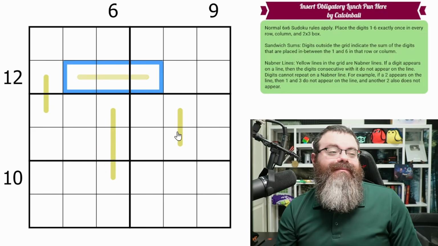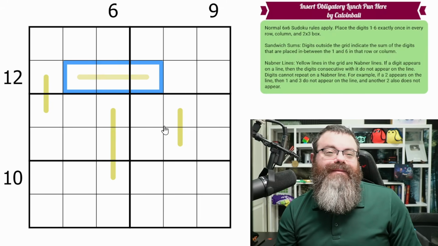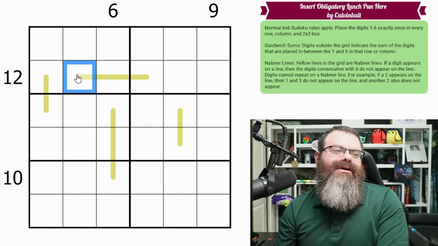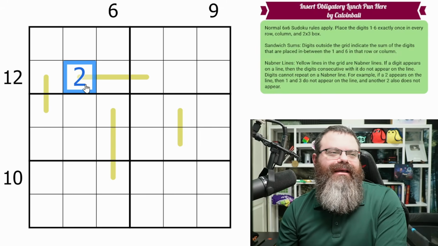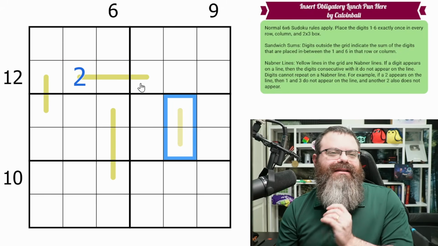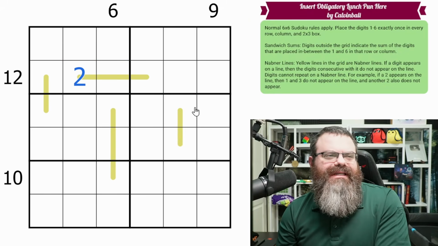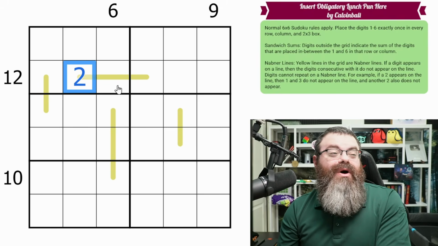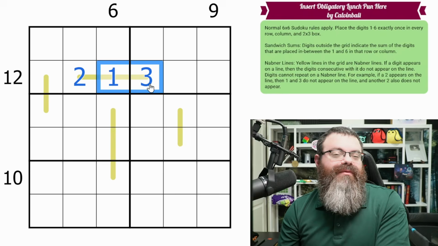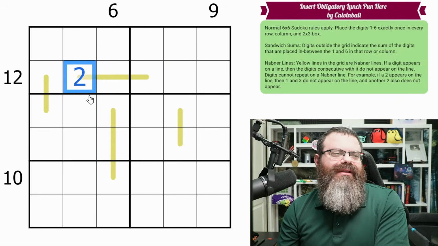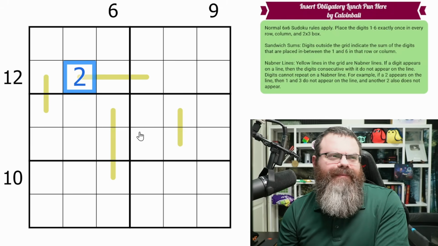We also have these yellow lines in the grid. These are Nabner lines. If a digit appears on the line, then that digit and the digits consecutive with it do not appear. So, for example, if I put a 2 on this line, then the 2 doesn't appear anywhere else in the line, which actually in this specific puzzle doesn't matter because they're all in the same row or column anyway. But also the 1 and 3 don't appear. So I can't put a 1 or a 3 anywhere on this line now that I have a 2 on it. So no two digits on the line can be consecutive, basically, or the same.